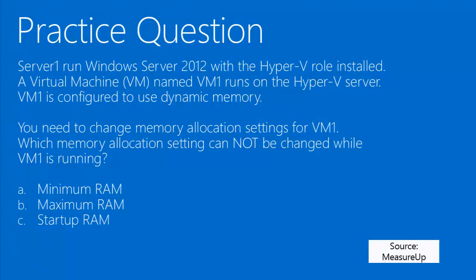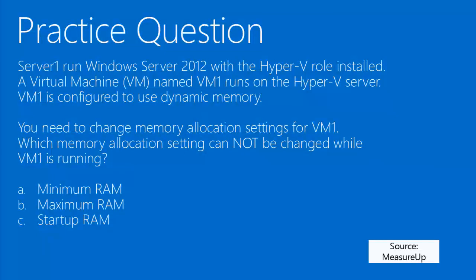It is C, the startup RAM. Yep, well done if you said that. You were right. That guy's punching the air. Well, good for you. The startup RAM cannot be modified while the machine is running. You have to stop the machine. It has to be in a stopped state for you to change that. The other settings can potentially be modified in production use. Okay.